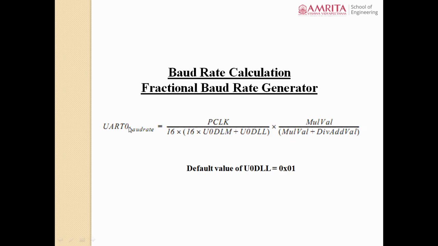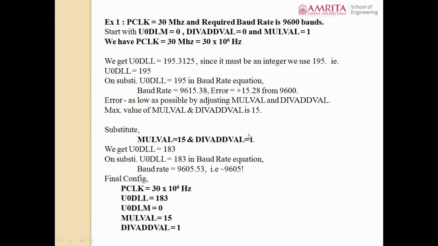PCLK is 15 MHz. UART 0 baud rate is 9600. So you can calculate the value of U0 DLL. You have made this term as 1, DLM as 0, PCLK as 15 MHz, UART 0 baud rate as 9600. So there is only one unknown term. By substituting all this value, you will be getting U0 DLL value as 195.3125. If you are rounding off to the nearest integer, you will be getting 195.